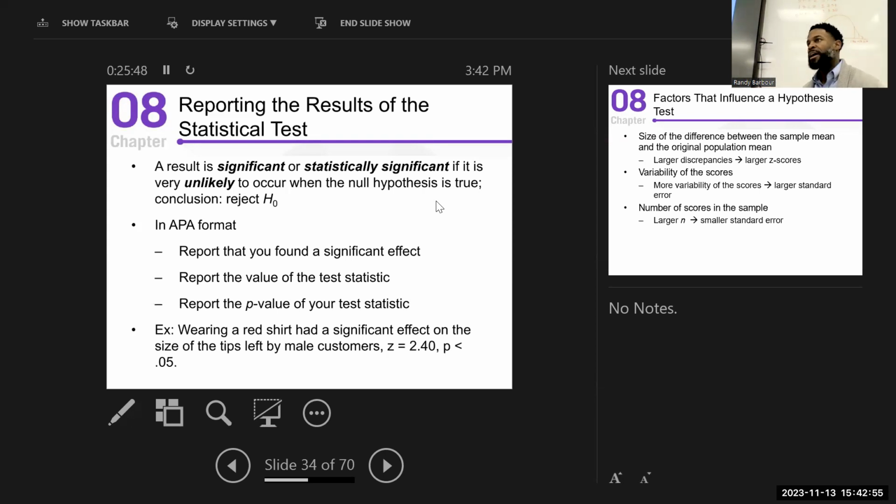So they did this study on tipping behavior on males, and they gave this one young lady, I think it was two separate occasions. They had her wear a blue shirt on one day, and then they had her wear a red shirt on the other day. Same lady. And they were looking to see the amount of tips that male customers left her based on the color of the shirt. What they found was on the red day versus the blue day, there was a significant difference: the tips she got on the red day were significantly greater than the tips she got when she wore the blue shirt.